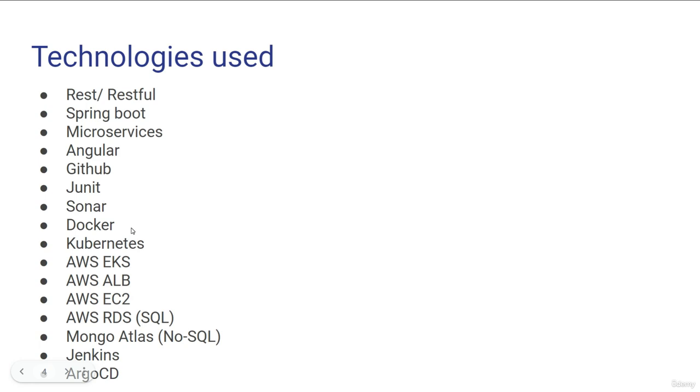How to use Docker in your application? Kubernetes? How to deploy your code to AWS EKS? How to create an EKS cluster? How to deploy on it? How to create ALB, how to create an EC2 instance and deploy different things onto it, how to use AWS relational database, that is RDS, MongoDB Atlas integration with your AWS, Jenkins for CI and Argo CD for CD.